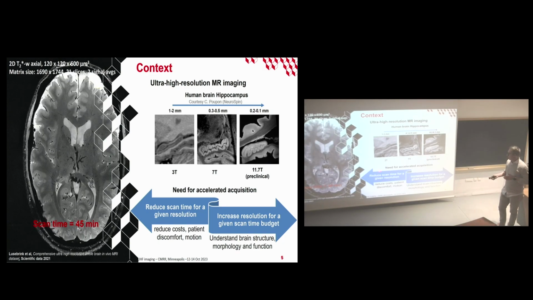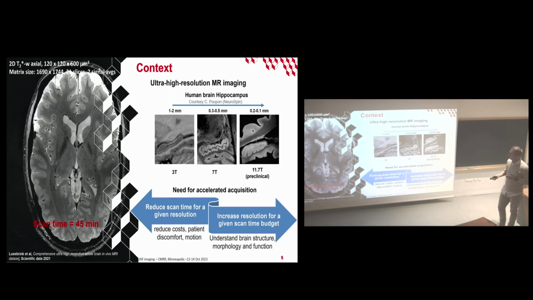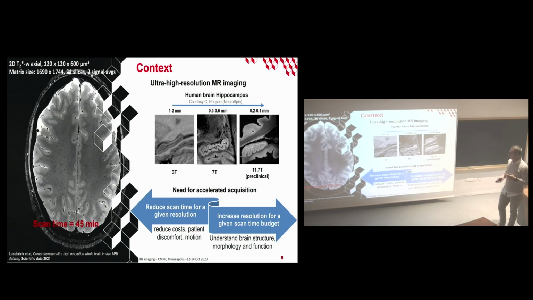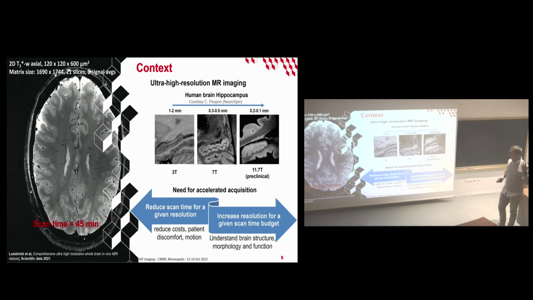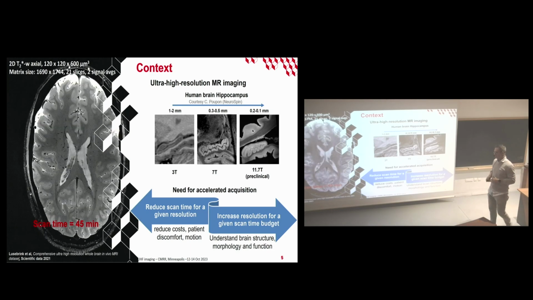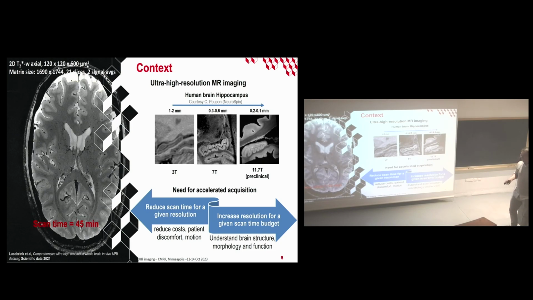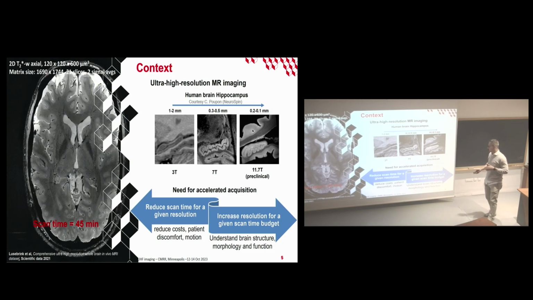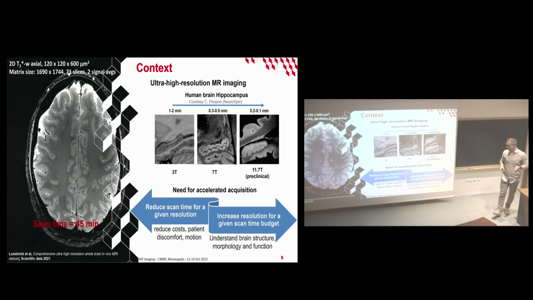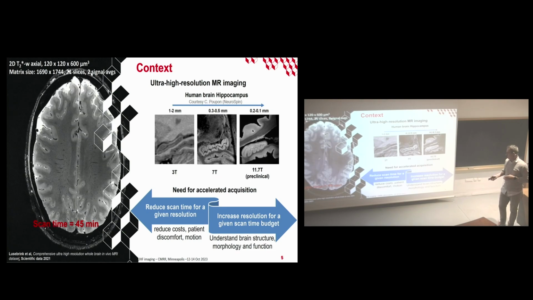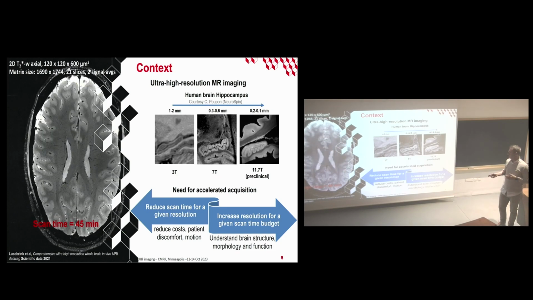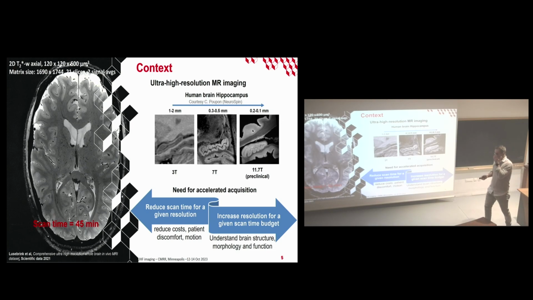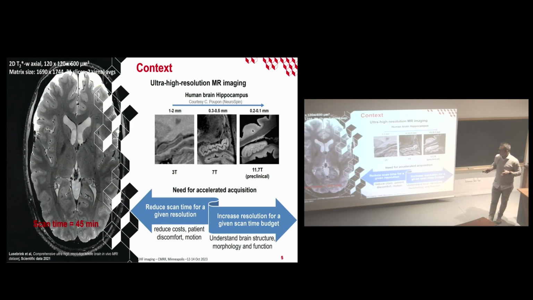There are two possible interesting topics for doing that. Either you reduce the scan time for a given resolution, for instance to reduce the cost, to limit patient discomfort, and to increase the patient throughput in hospitals, or you increase the resolution for a given scan time budget. And it's particularly interesting for functional MRI and other imaging modalities like diffusion, for instance. But today, we're interested in this first goal, reducing the scan time for a given spatial resolution.